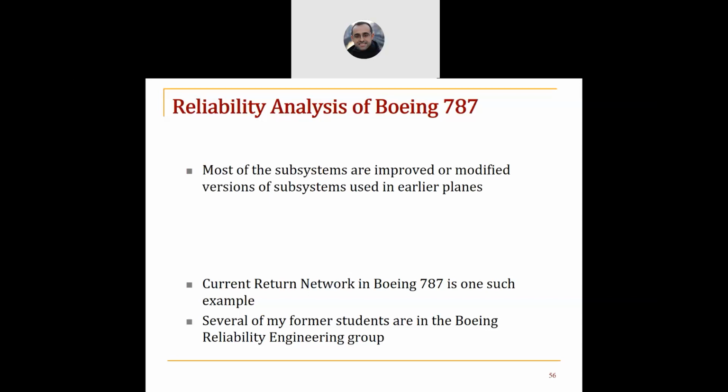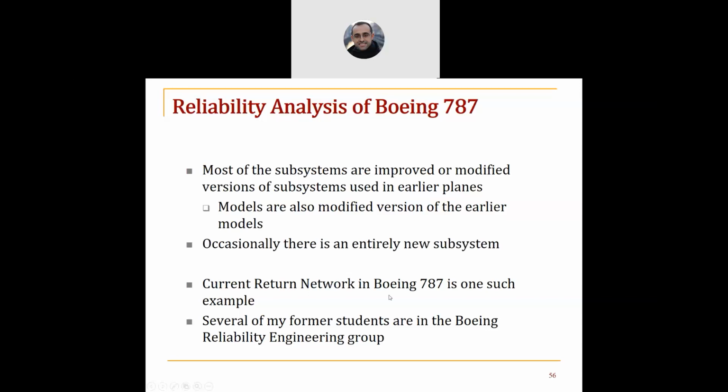When the reliability analysis of the Boeing 787 had to be carried out, when the 787 was ready to be certified, most of the subsystems are improved or modified versions of the subsystems used in earlier planes. Sometimes my animation doesn't work as well as it should. This should be the first one. And so the models are also modified versions of the earlier models. But occasionally, there is an entirely new subsystem. So for the Boeing 787, they had to put in an entirely new subsystem called the current return network.